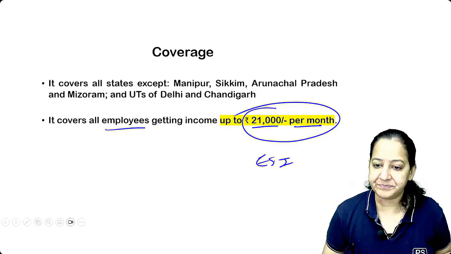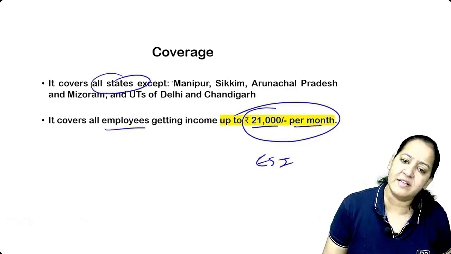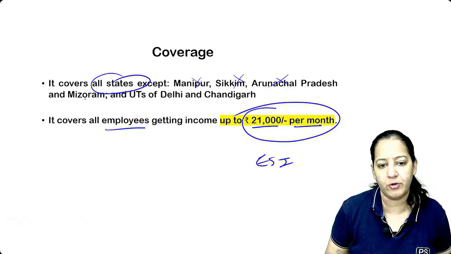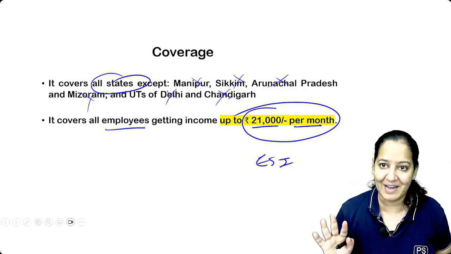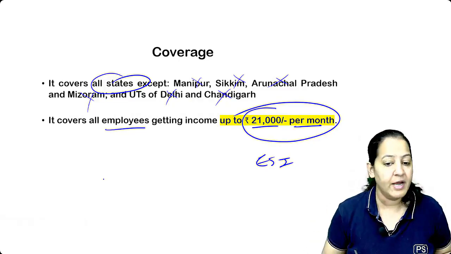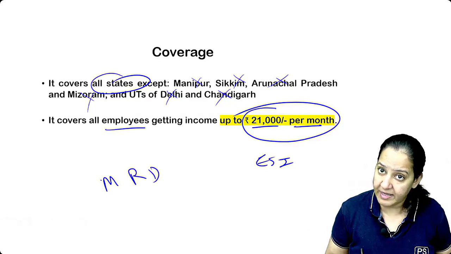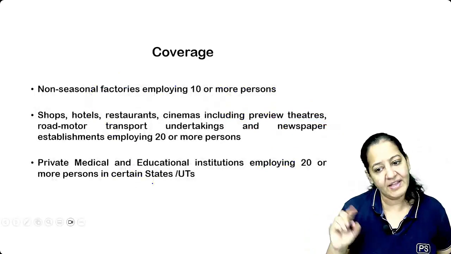It's voluntary. Okay, it covers all the states in India except Manipur, Sikkim, Arunachal Pradesh, Mizoram, and the Union Territories of Delhi and Chandigarh. Here it is not still applicable, but the rest of India it covers. It doesn't cover MDR, mines, railway, and defense. And anything else is covered.